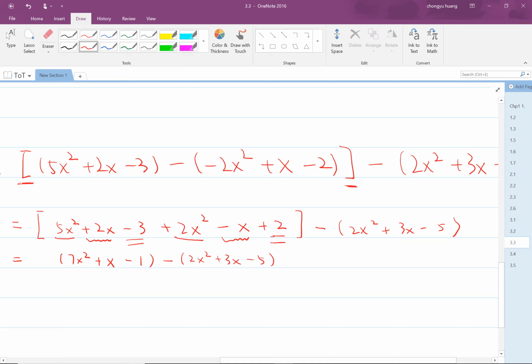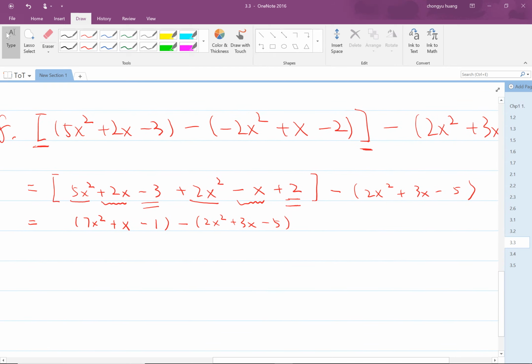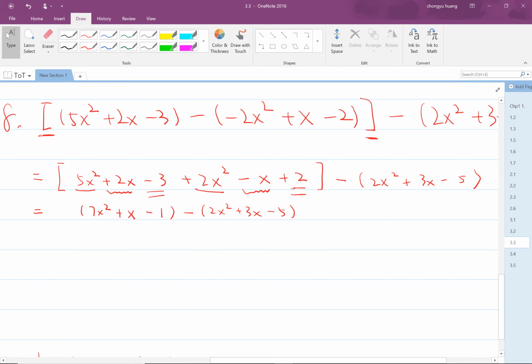So now we finish the simplification. Now we are actually able to calculate both sides. Okay, so now we have to simplify a little bit more. So we have 7x squared plus x minus 1, and then we have a minus 2x squared minus 3x, and then it's plus 5.